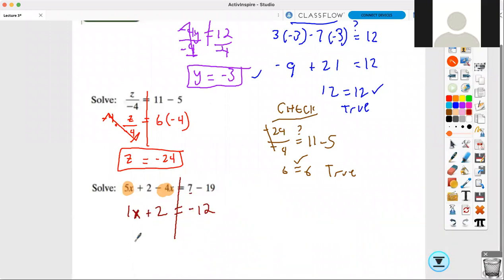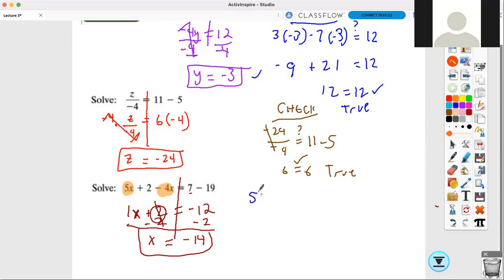So now all we have to do is solve for x, y'all. How would you solve for x? We have x plus 2 equals negative 12. How do we get rid of plus 2? Subtract it. What we do to one side, we do to the other. This becomes 0. Bring down the x. What's negative 12 minus 2? You owe me 12, but borrow 2 more. Negative 14.